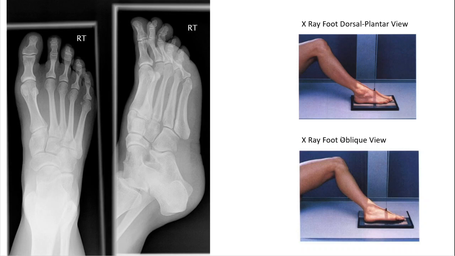And then we have the oblique view, in which the leg is adducted slightly so that the x-rays are entering the foot at a slightly oblique angle. Here the medial border of foot is touching the ground, but the lateral border is lifted off from the ground. So this is the dorso-plantar view and this is the oblique view. Now you should be able to identify the various bones in both these views.